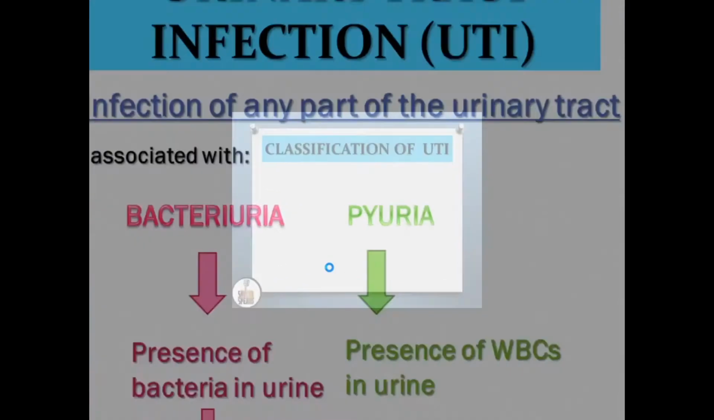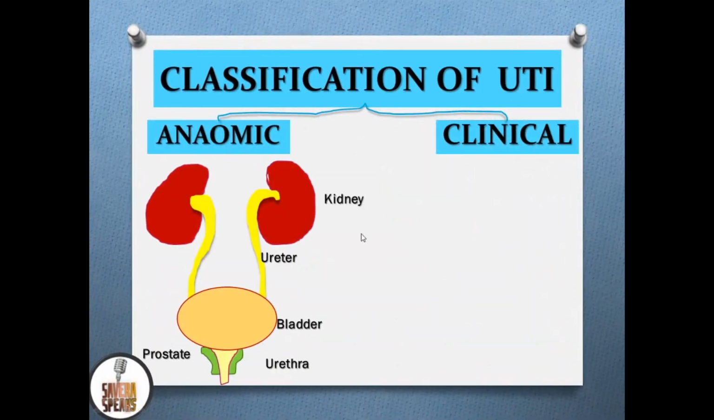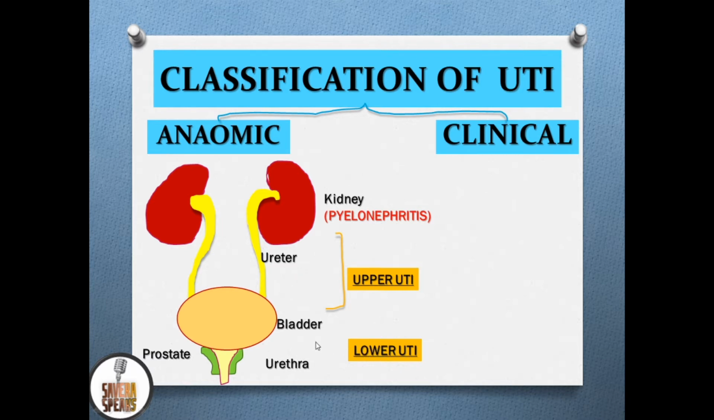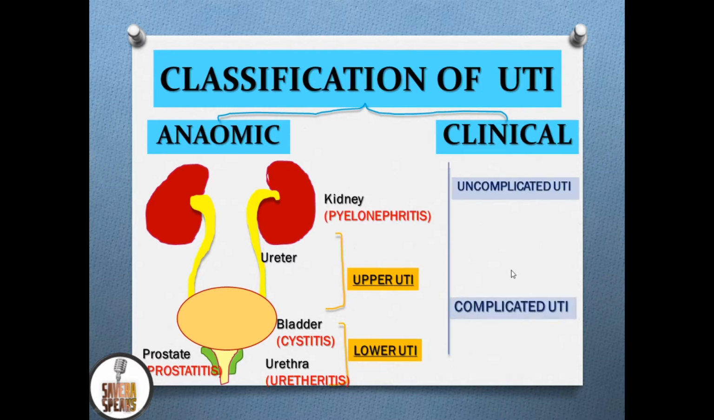These UTIs are classified according to anatomy and clinically. Anatomically, they are classified into upper UTI and lower UTI. Upper UTI includes the infection of the kidney, that is pyelonephritis, and the infection of the ureter. Lower UTI includes the infection of the bladder, urethra, and the prostate, that are cystitis, urethritis, and prostatitis respectively. Clinically, they are classified into uncomplicated UTI and complicated UTI.